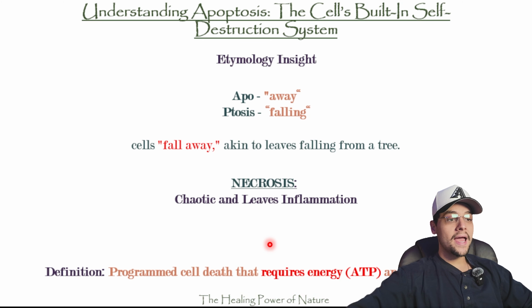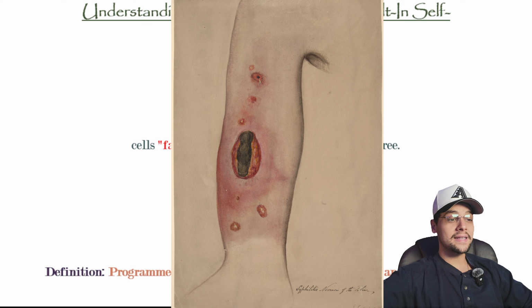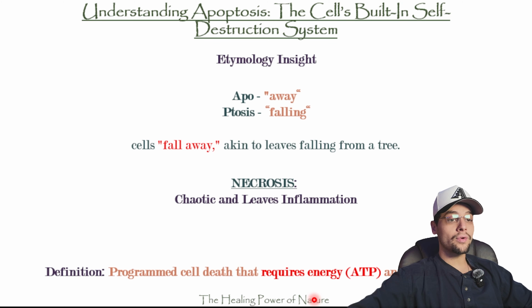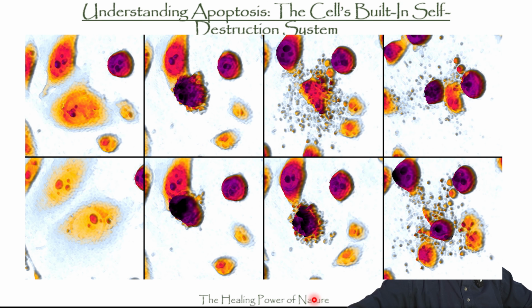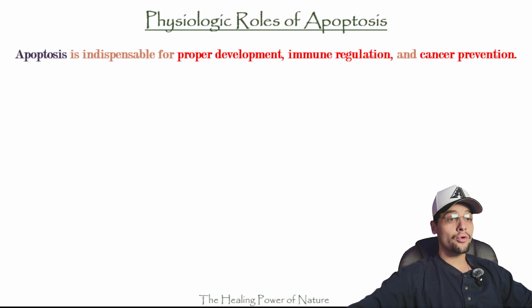So some definitions: apoptosis is programmed cell death that requires ATP and also gene activation. It targets individual cells or small groups of cells, avoiding large-scale tissue destruction as seen in necrosis. As I mentioned, there is no inflammation that occurs. It's due to rapid clearance of apoptotic bodies by phagocytic cells like macrophages. Apoptosis is indispensable for proper development, immune regulation, and cancer prevention. Dysregulation of apoptosis underlies many diseases, including cancer, autoimmune disorders, and also neurodegeneration.